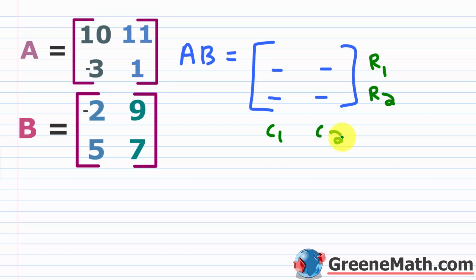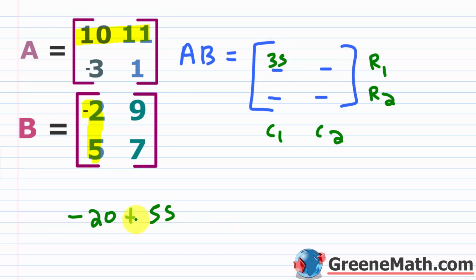So again, for row 1, to find this entry right here, I go to the row 1 from A, the first one, okay? So this is my row 1 here. And for the column, I find it from here. So this is my column 1 here. So I take the product of this row times this column to find this entry right here. So 10 times negative 2 is negative 20. Plus we have 11 times 5, that's 55. 55 minus 20 would give me 35.